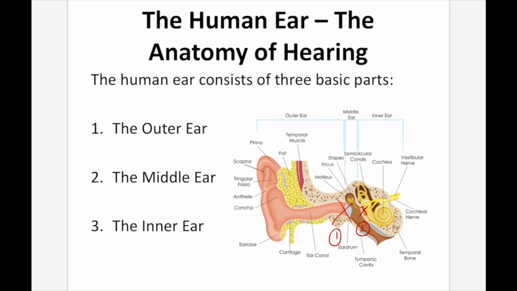And number three is if this nerve here gets cut off. That's the nerve that feeds from the cochlea directly to the brain. So if it's damaged, then you're not going to be able to hear either. So that's number three. Those are the three main ways we can have loss of hearing.